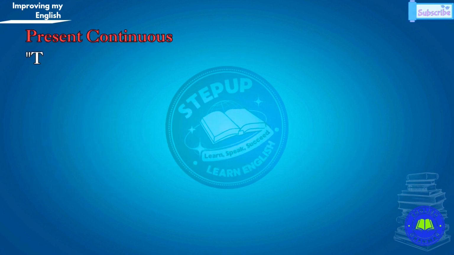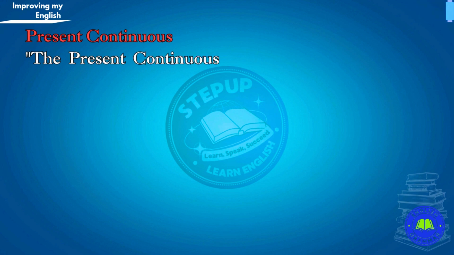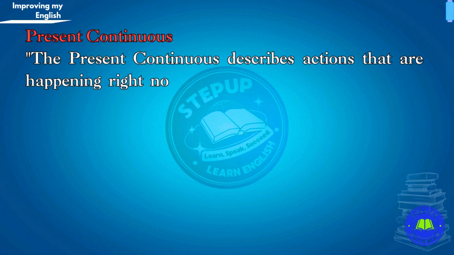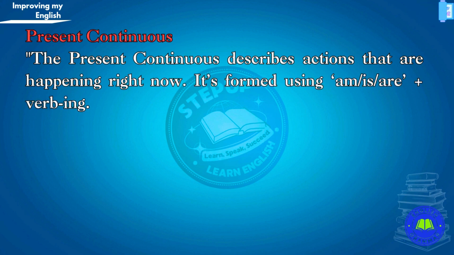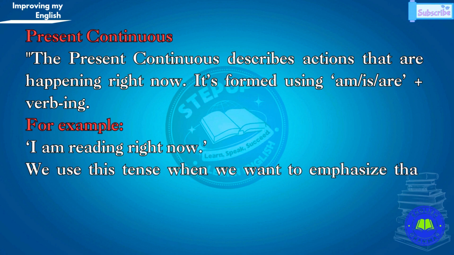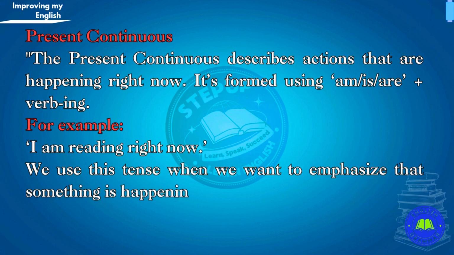Present continuous. The present continuous describes actions that are happening right now. It's formed using am, is, are, plus verb-ing. For example, I am reading right now. We use this tense when we want to emphasize that something is happening at this very moment.